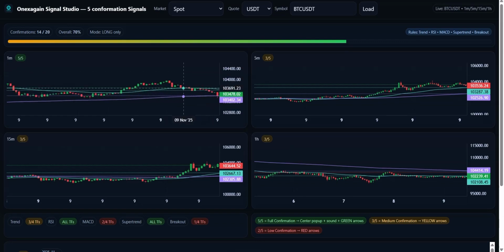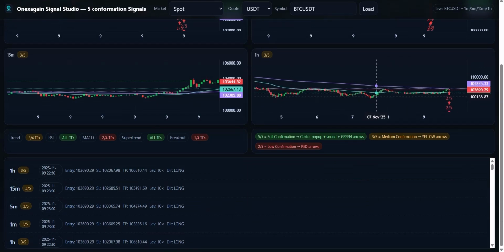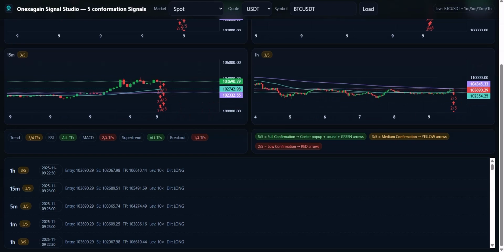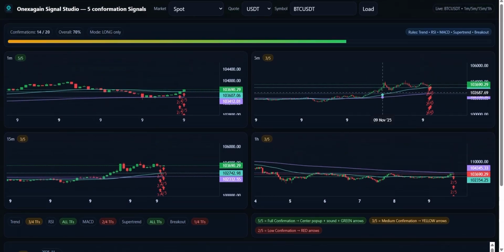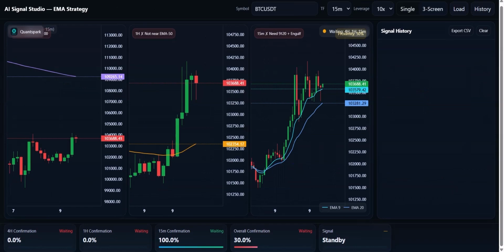Now, let's connect both methods together so you can use them with confidence. You can think of Trade Beacon as your multi-time frame confirmation engine and Gain Tracker as your precision trigger for long entries. A disciplined trader using OnexGain will do something like this. First, check Trade Beacon. Are the 4-hour, 1-hour, and 15-minute confirmations strong? Is the overall above 90%? Has the status switched to ready? If yes, that tells you the market environment is supportive.